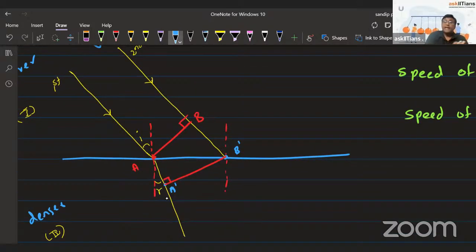Again, first of all, try to work out the geometry. This one is angle I. This one is angle 90 minus I. This is also angle I. Similarly, this one is R. This will be 90 minus R. Again, this is R.